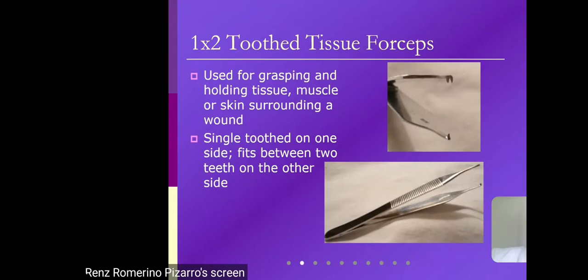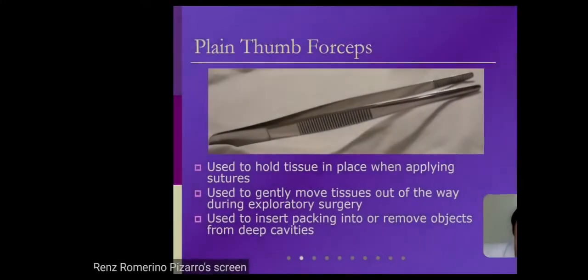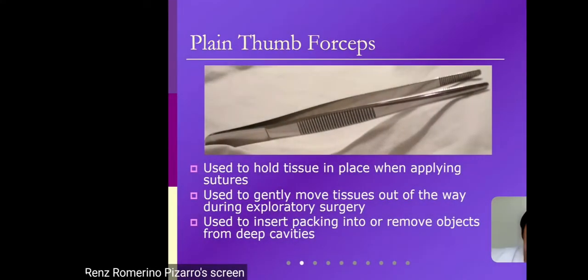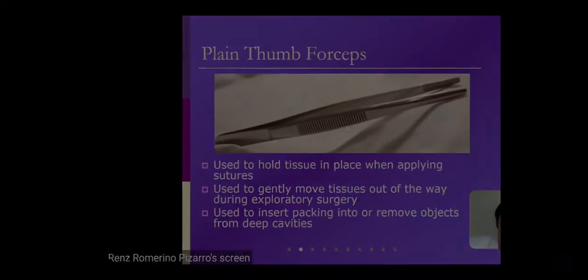Single tooth on one side fits between two teeth on the other side. Plain thumb forceps are used to hold tissue in place when applying sutures, used to gently move tissue out of the way during exploratory surgery, used to put packing into or remove objects from deep cavities.